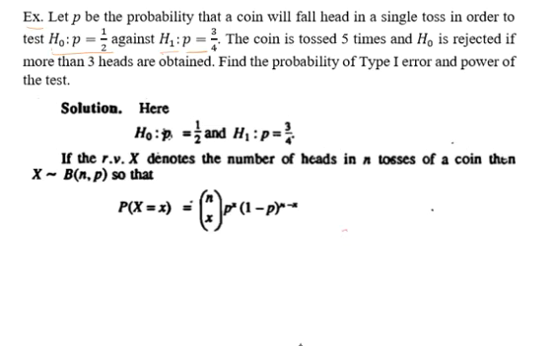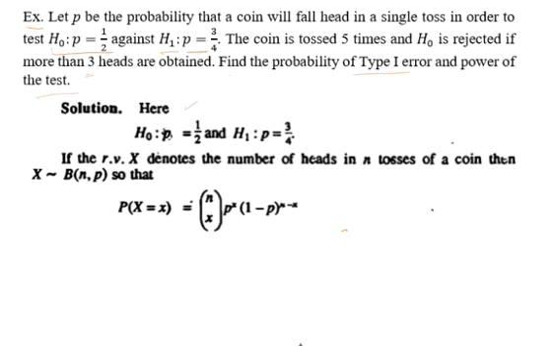The coin is tossed 5 times and H naught is rejected if more than 3 heads are obtained. That is, the coin is tossed 5 times, and we have to find the probability of getting 3 heads. That PMF will give us the probability that there will be 3 heads. Now the problem is to find the probability of type 1 error and the power of the test.